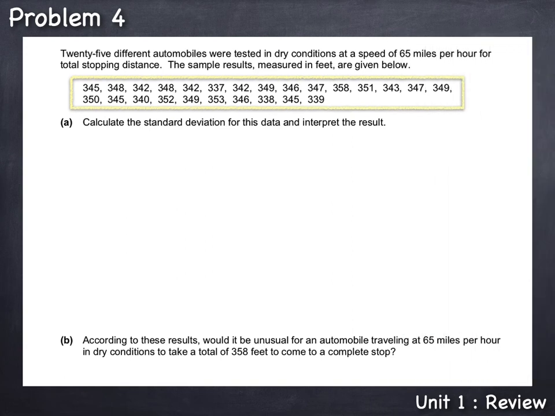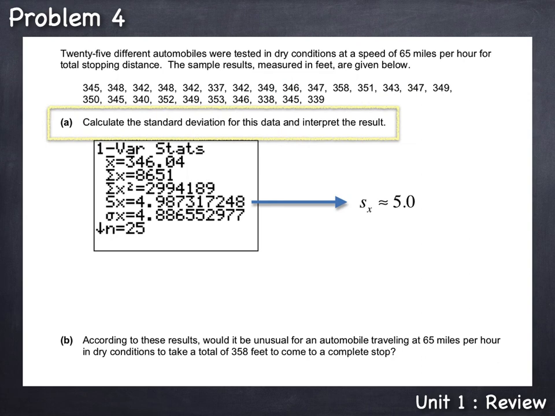So looking at the calculator screen, we can see that the calculated standard deviation for the sample data, S sub x, equals 4.987317248. We can use all these decimal places to write our answer, or we can round off. But when you round off results, we want to make sure that we round off carrying at least one extra decimal place than the accuracy we need in this problem.